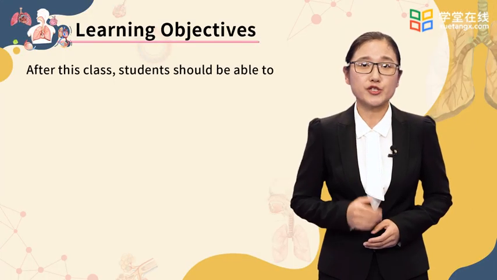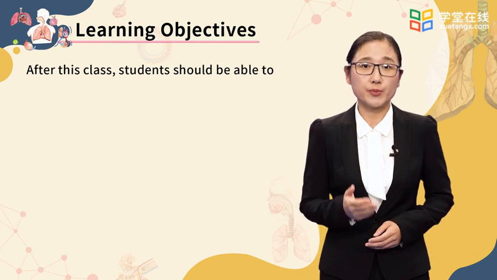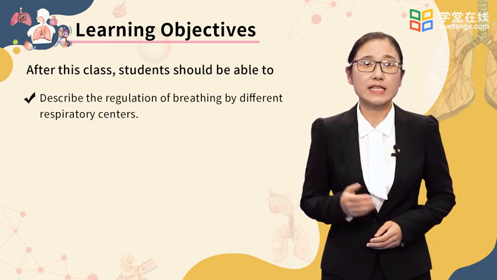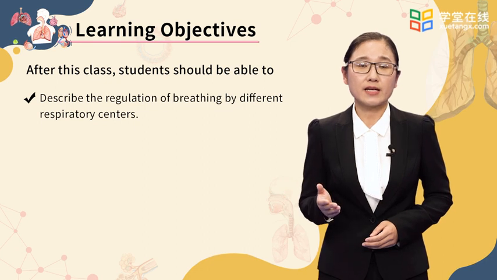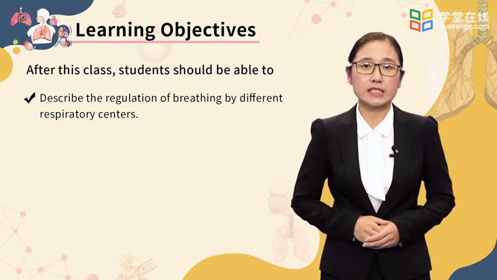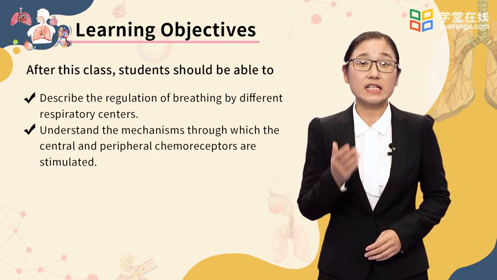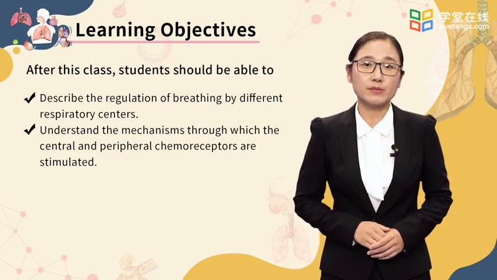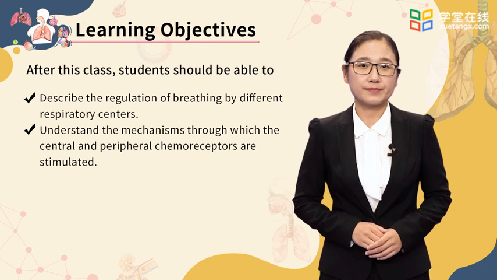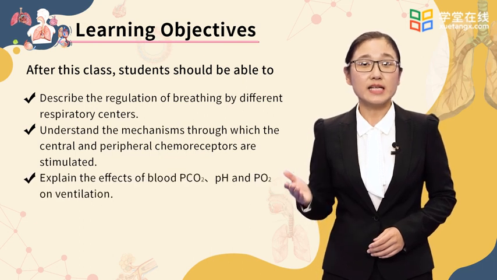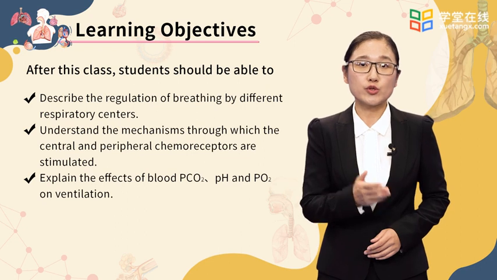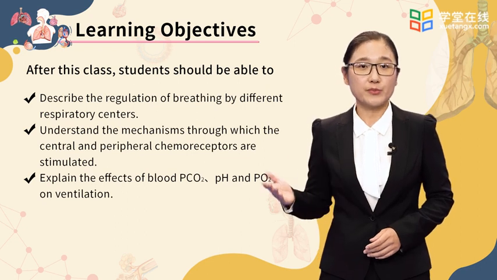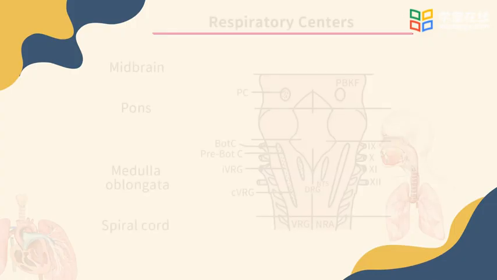After finishing this session, you are expected to be able to, first, describe the regulation of breathing by different respiratory centers. Then, understand the mechanism through which the central and peripheral chemoreceptors are stimulated. Last, explain the effect of blood CO2, O2 concentration, and pH on ventilation.